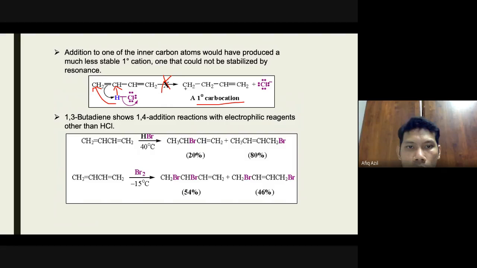So 1,3-butadiene shows 1,4 addition reaction with electrophilic reagents other than HCl. For example, if you are using HBr, then the major product formed will be 1,4 addition. Hydrogen is added here, and bromine is added at the last carbon. But if you lower the temperature, the amount is almost equal between 1,2 addition and also 1,4 addition.